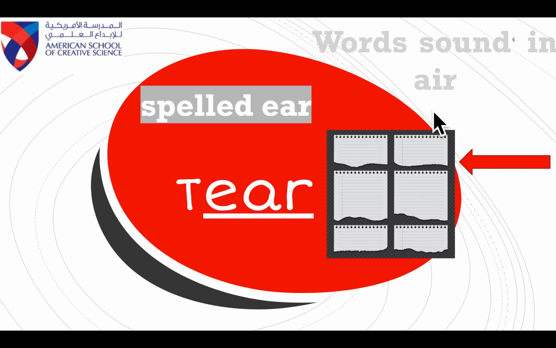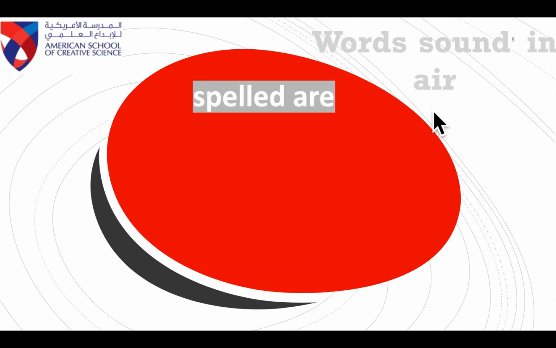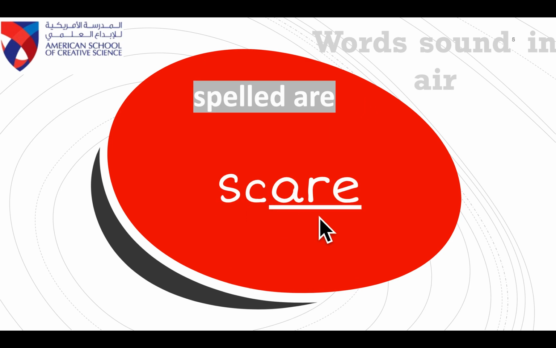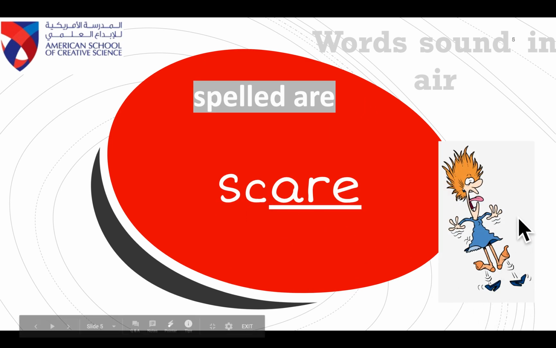So we have 2 spellings so far, and here's our third. The third spelling with the air sound is A-R-E. And our word is scare. This lady had a scare. Say air. Now say scare. So the air sound comes in this spelling as well, A-R-E. So we learned 3 different kinds of spellings for the same sound, the sound air.